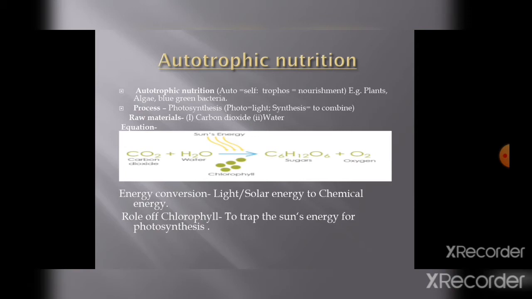After the food is ready, see here: carbon dioxide plus water, in the presence of energy with the help of chlorophyll, gives glucose. This is not sugar, glucose plus oxygen. So oxygen is given out, and the glucose is stored in the form of starch. Another name for it is carbohydrates. It is stored in the form of starch.